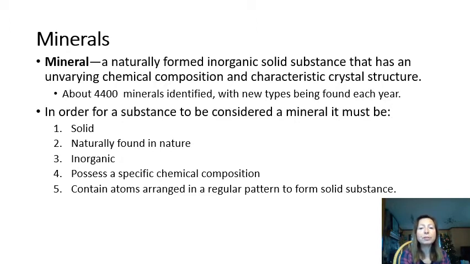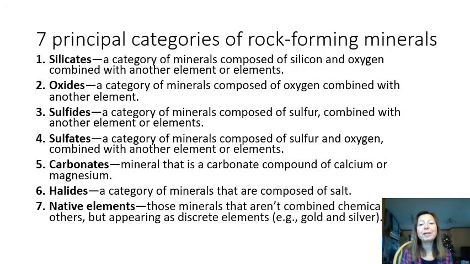In order for a substance to be considered a mineral, it must be solid, it should naturally be found in nature, it should be inorganic, possess a specific chemical composition, and contain atoms arranged in a regular pattern to form a solid substance. There are 7 principal categories of rock-forming minerals. Those are silicates, oxides, sulfides, sulfates, carbonates, halides, and native elements.